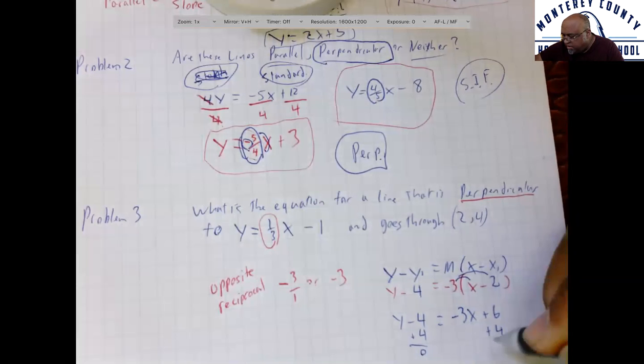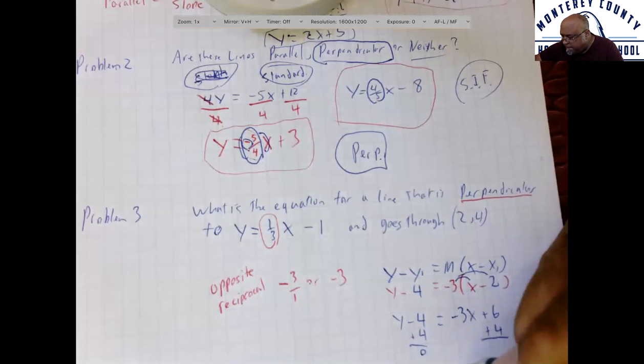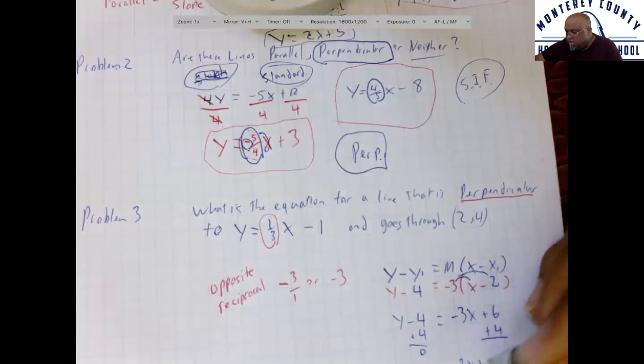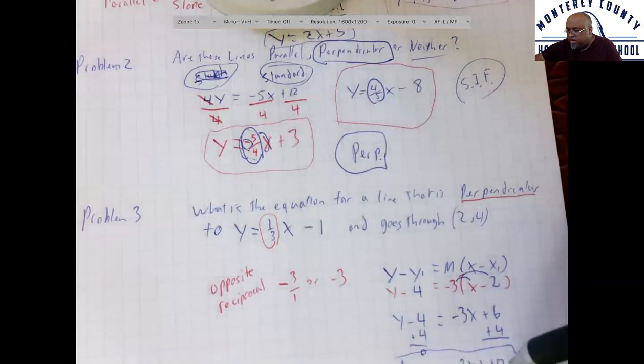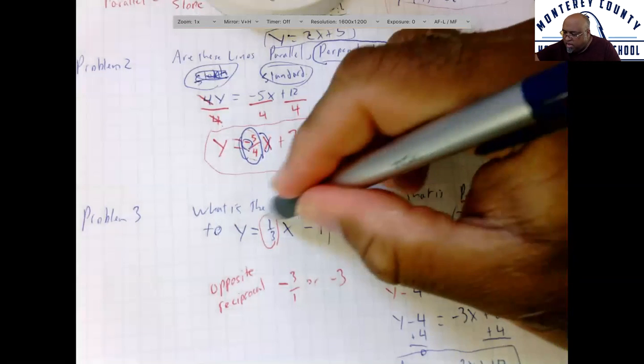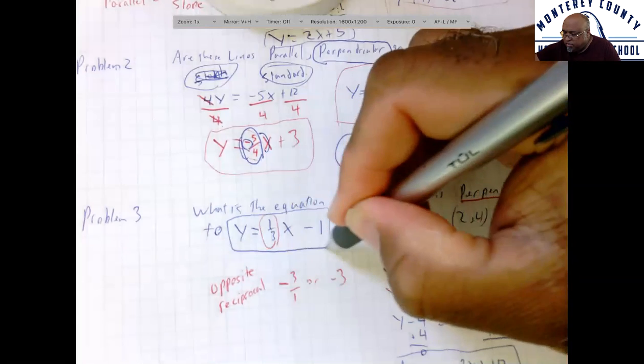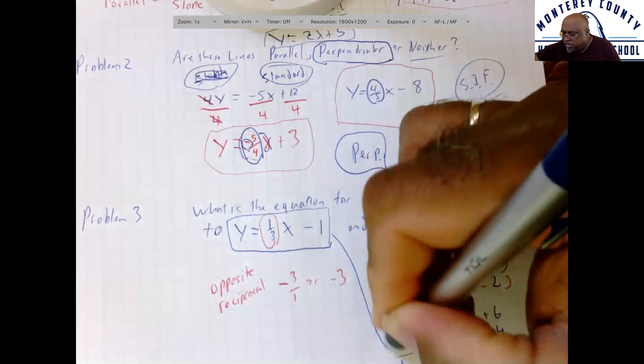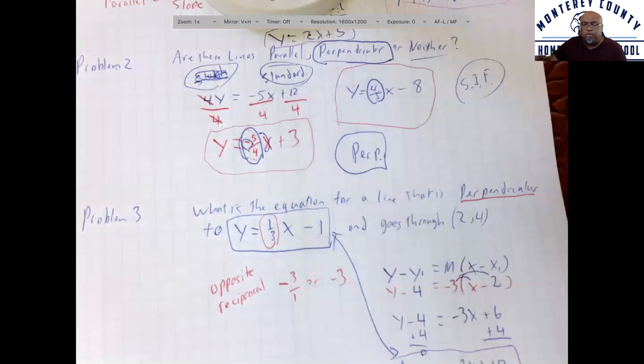Remember, when you're adding and subtracting, use like terms. If you're multiplying and dividing, it goes to everything. So my equation is y is equal to negative 3x plus 10, and that would be perpendicular to this equation.